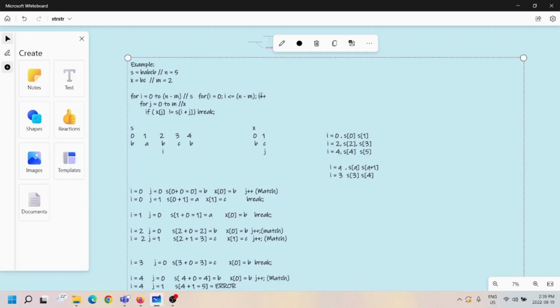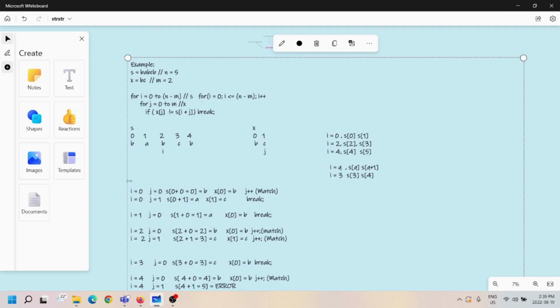So these were the two corrections required before moving forward in actual coding: the iterator i will not go from 0 to n but from 0 to n minus m, and j will go from 0 to m. The other correction is that we compare character by character x of j not with s of i but with s of i plus j. After these two corrections we are ready to code.